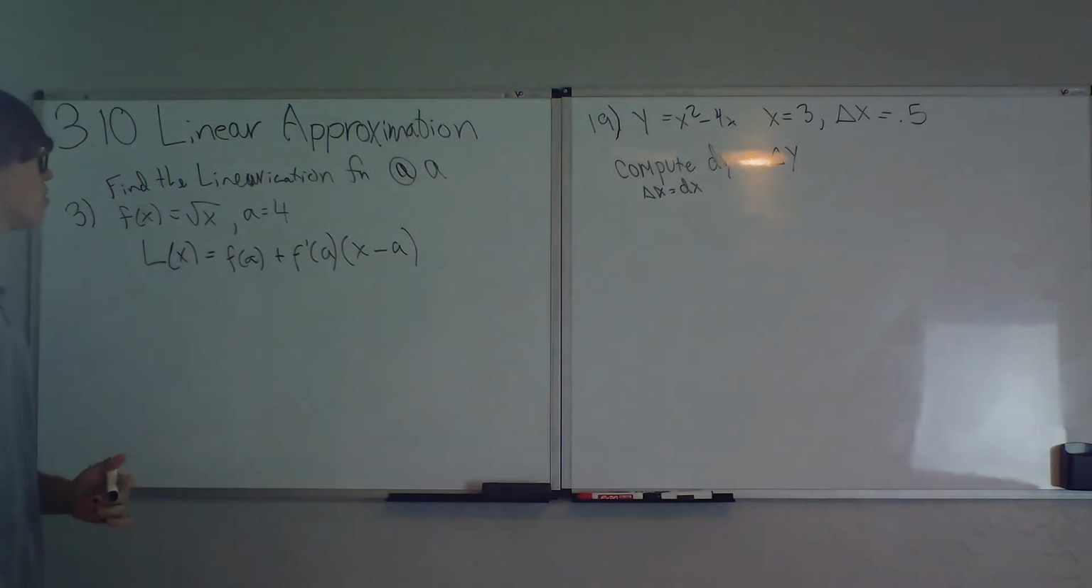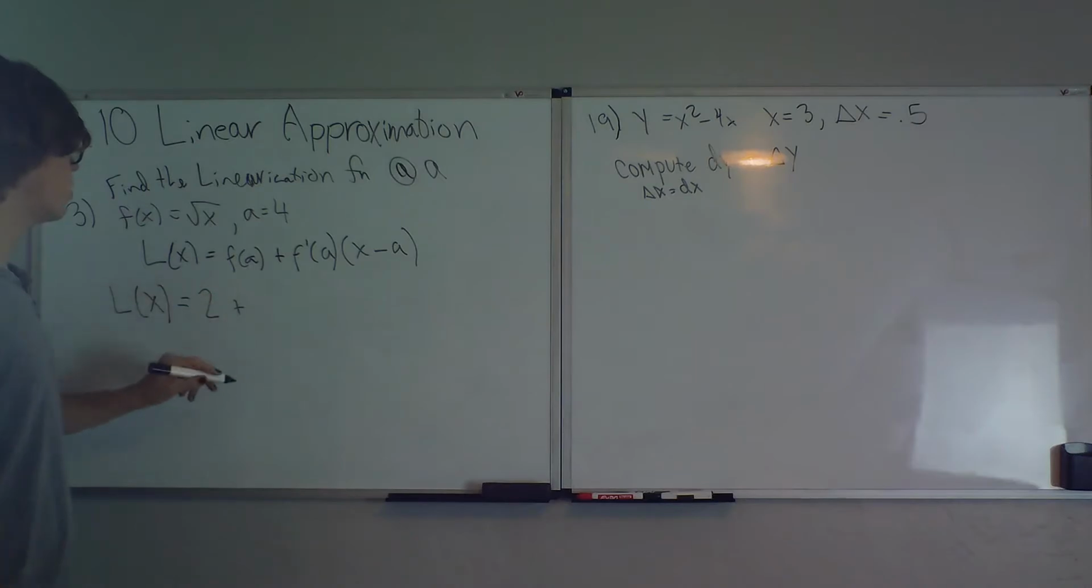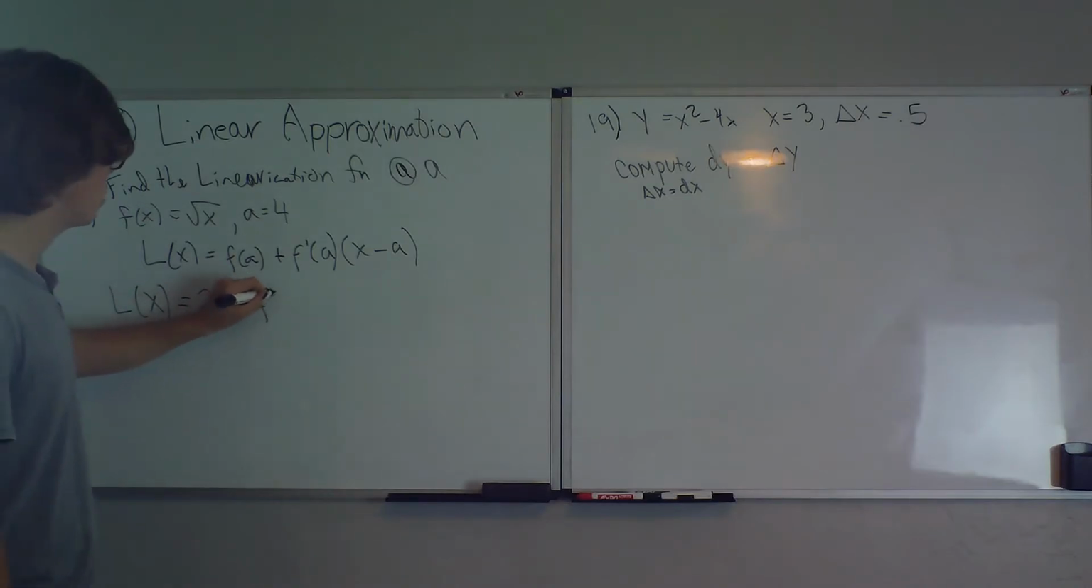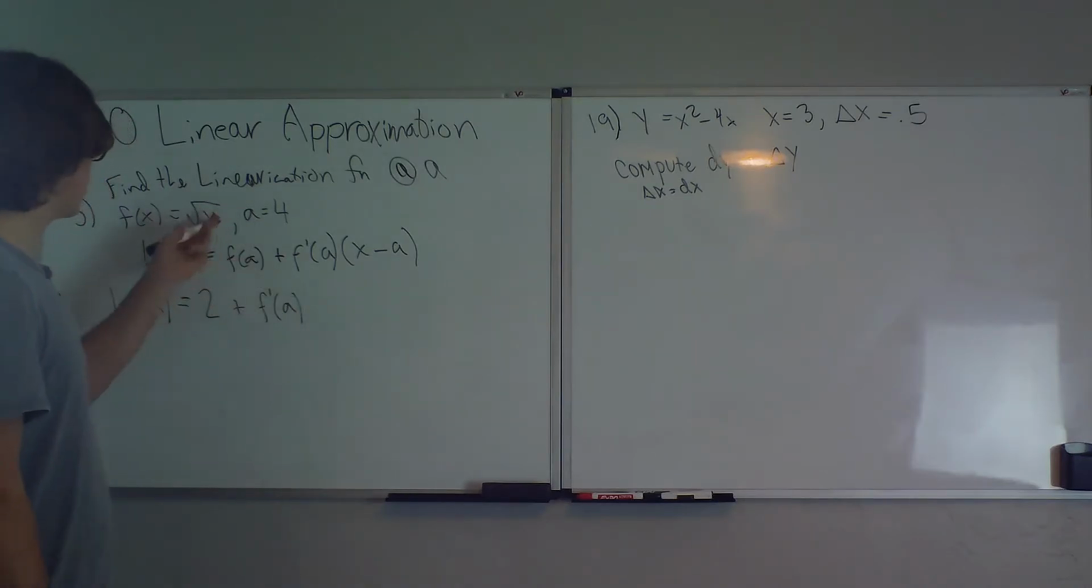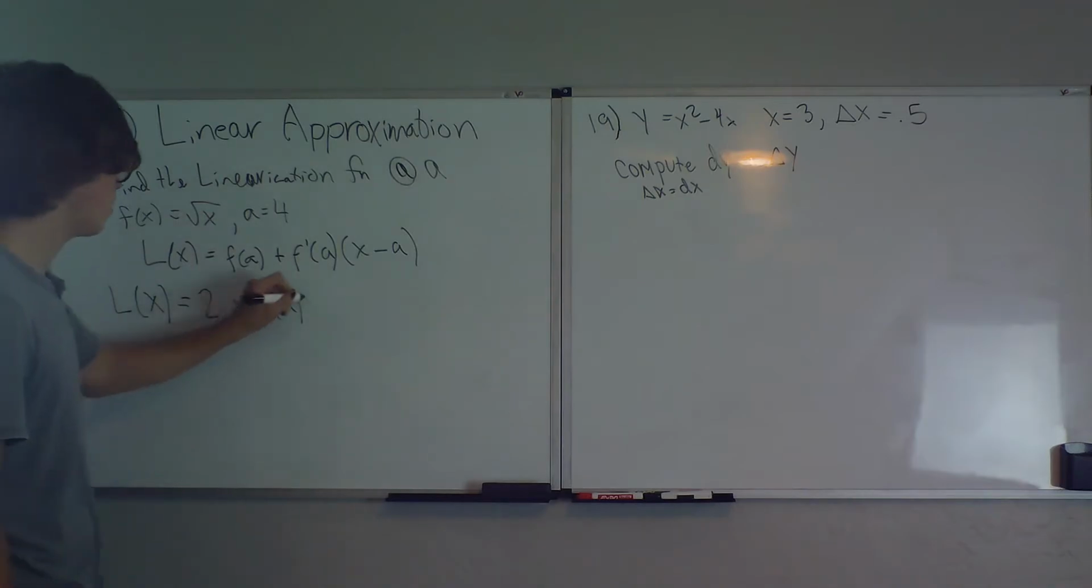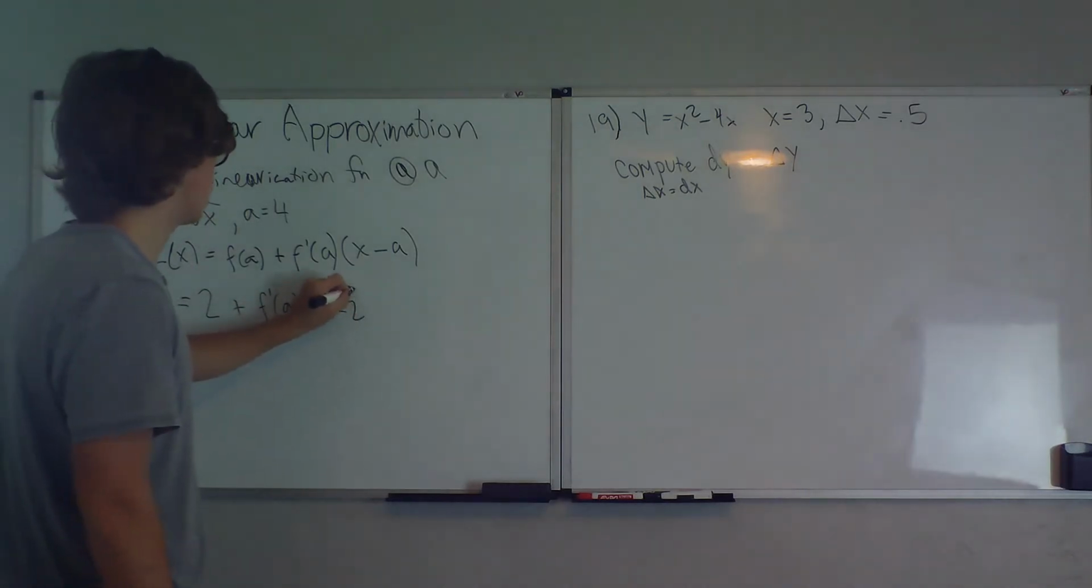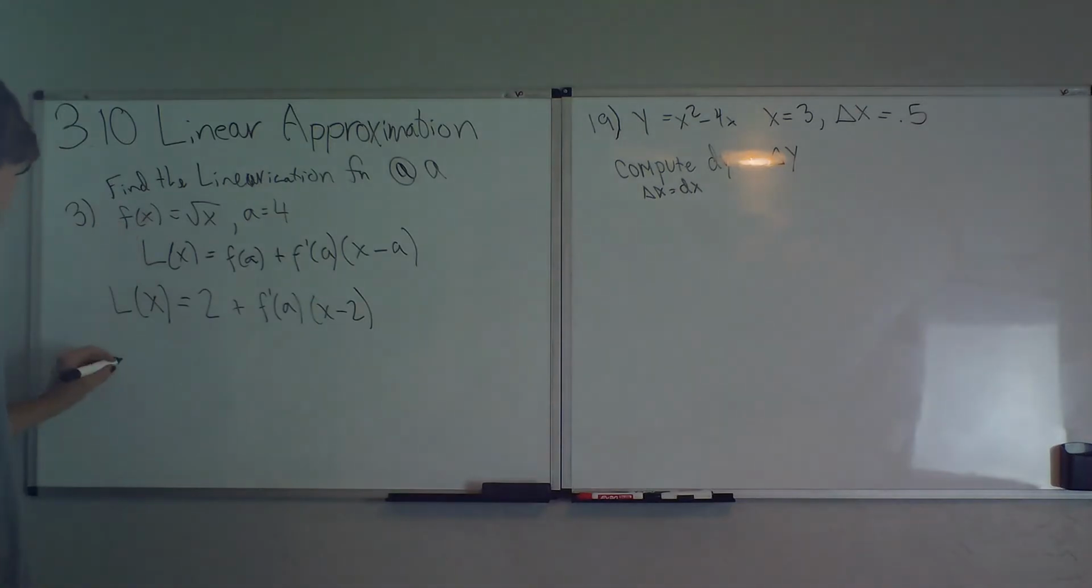Okay, so then, what is our f of x? We know f of x is equal to square root of x. What is f of a? Let's just start doing it piece by piece. Well, a is 4, so the square root of 4 is 2, plus f prime of a. Oh, we need to solve for that, but then we know this is x minus 2, right? So we need to solve for f prime of a.